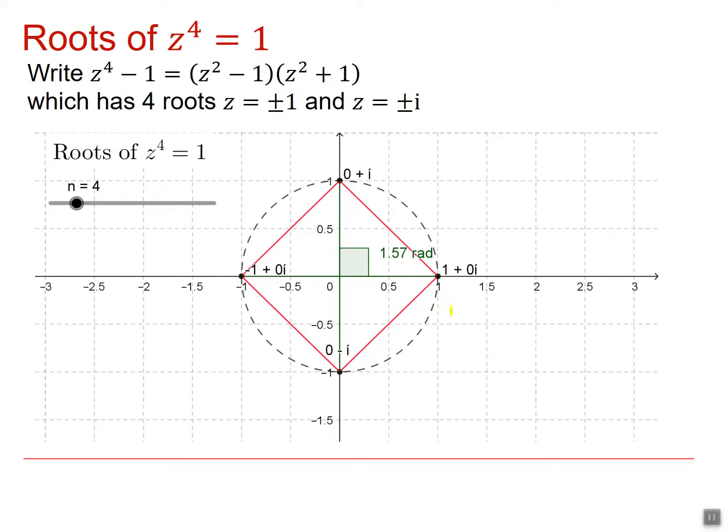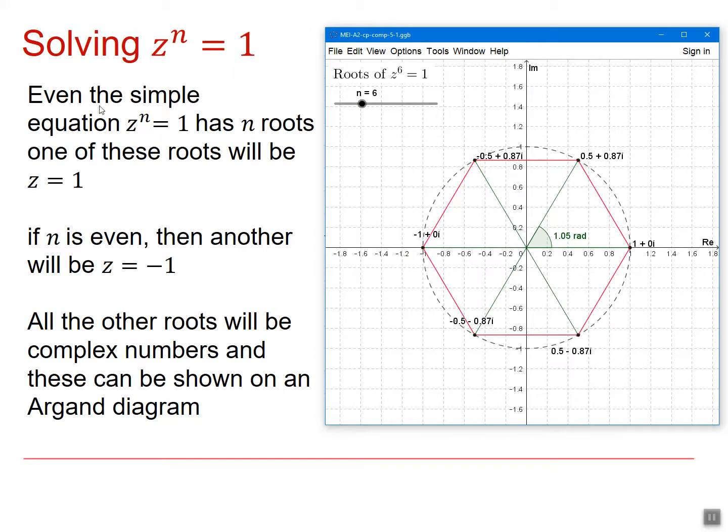Z to the 4 has four roots, plus or minus 1 and plus or minus i, and again on an Argand diagram, those four roots are spaced equally around a circle of radius 1. The simple equation, z to the n equals 1, has n roots, and one of those roots will always be 1. If n is even, however, there will be another real root at minus 1. All the other roots will be complex numbers, which can be shown on an Argand diagram.